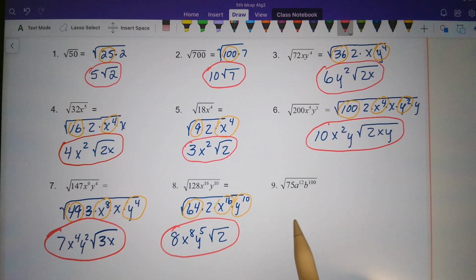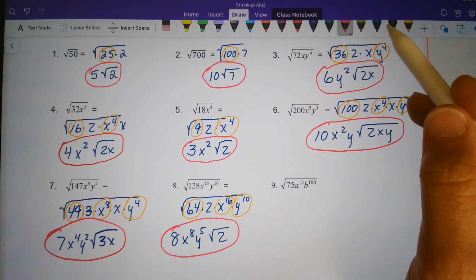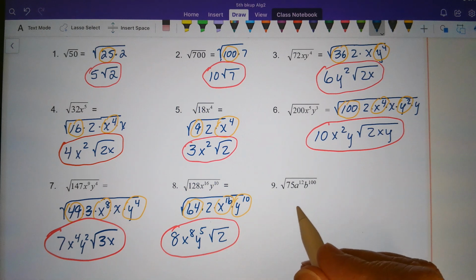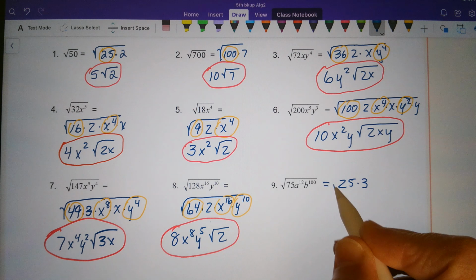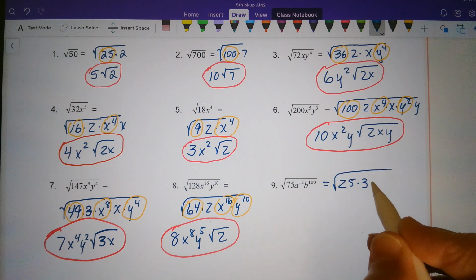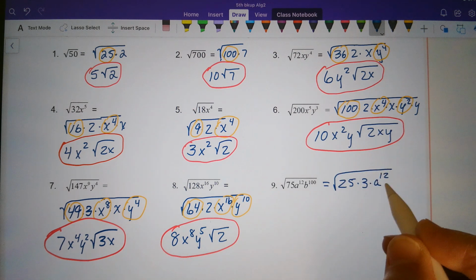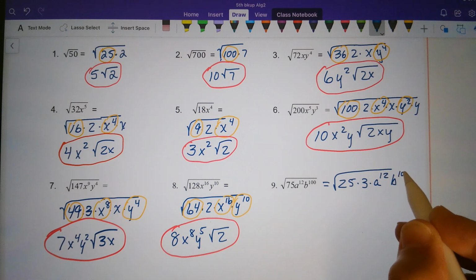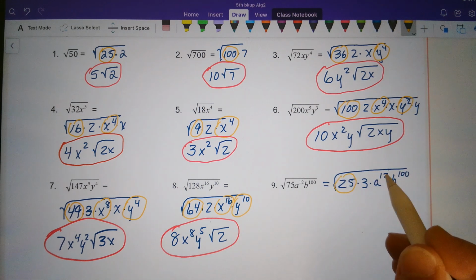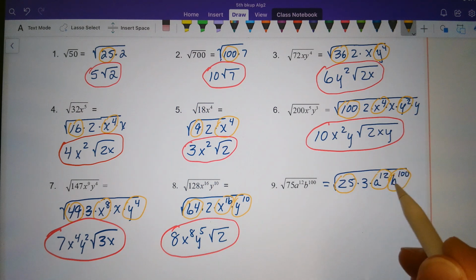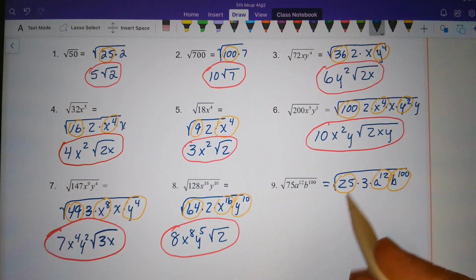Number 9, square root of 75, a to the 12th, b to the 100th. Okay, 75, 25 times 3. A to the 12th, 12 is even, 100 is even. Circle our perfect squares. Take out their square roots.